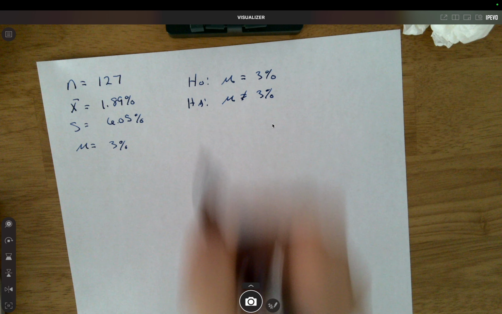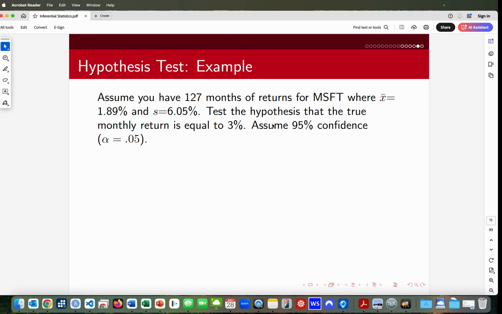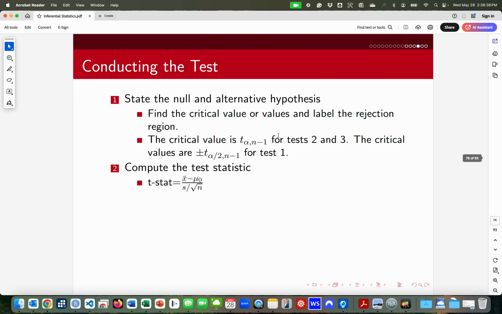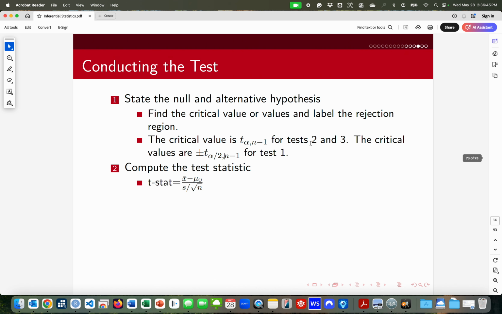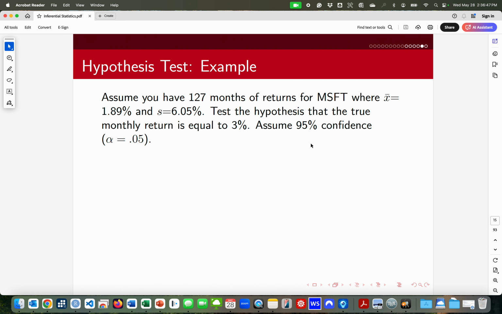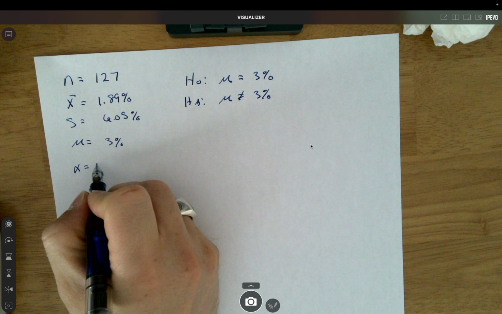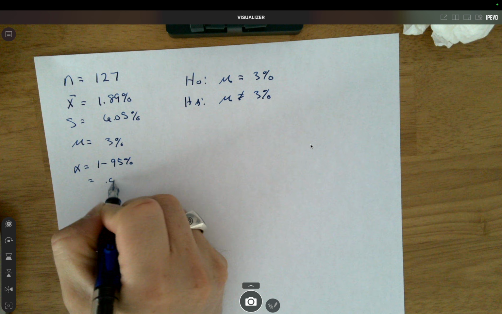Okay. This is a problem where we have a two-tailed test. So this looks like this problem right here. We know we're going to have two rejection regions. Since we're testing this at 95% confidence, that means our alpha is going to be 1 minus 95%, which is 0.05.